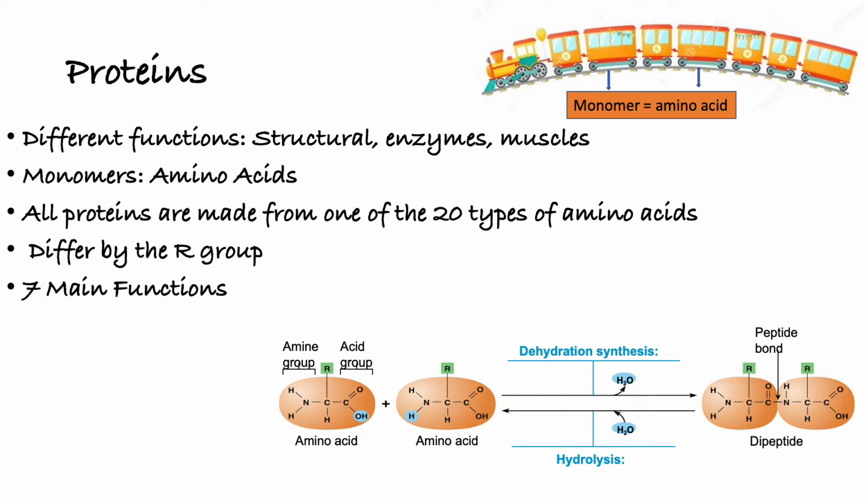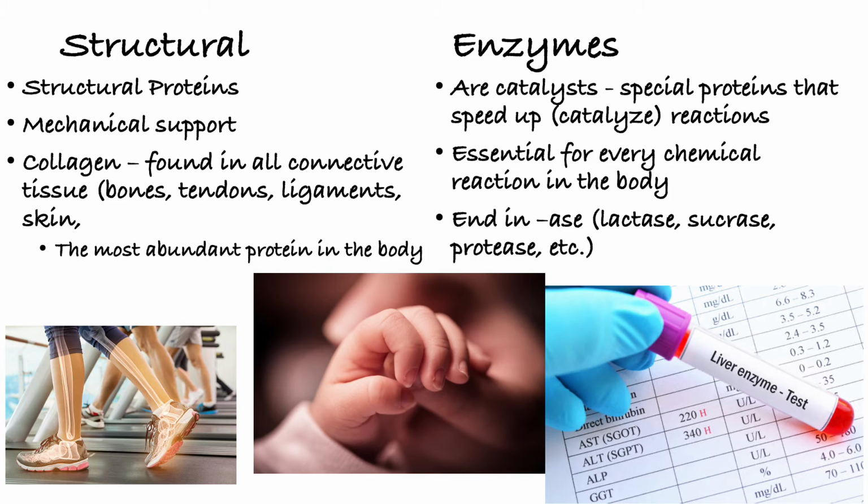So there are 7 main functions of proteins. Now let's take a look at each of them. These are not in any particular order, but the first one we're going to be looking at would be structural proteins. They're really used for mechanical support. An example of that would be collagen. You find collagen in almost all connective tissues like bones, tendons, ligaments, skin, and they're the ones that give that tensile strength, all right?